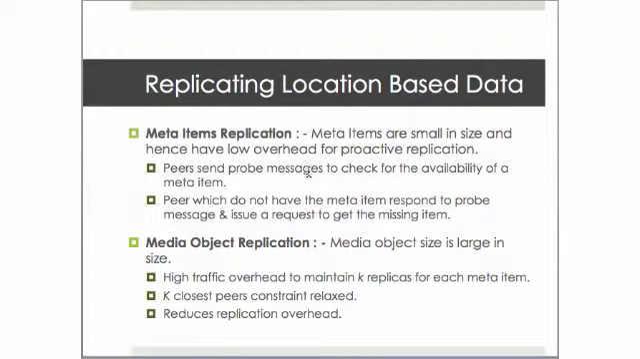Peers send probe messages to check for the availability of the meta item. Peers which do not have the meta item respond to the probe message and issue a request to get the missing item.